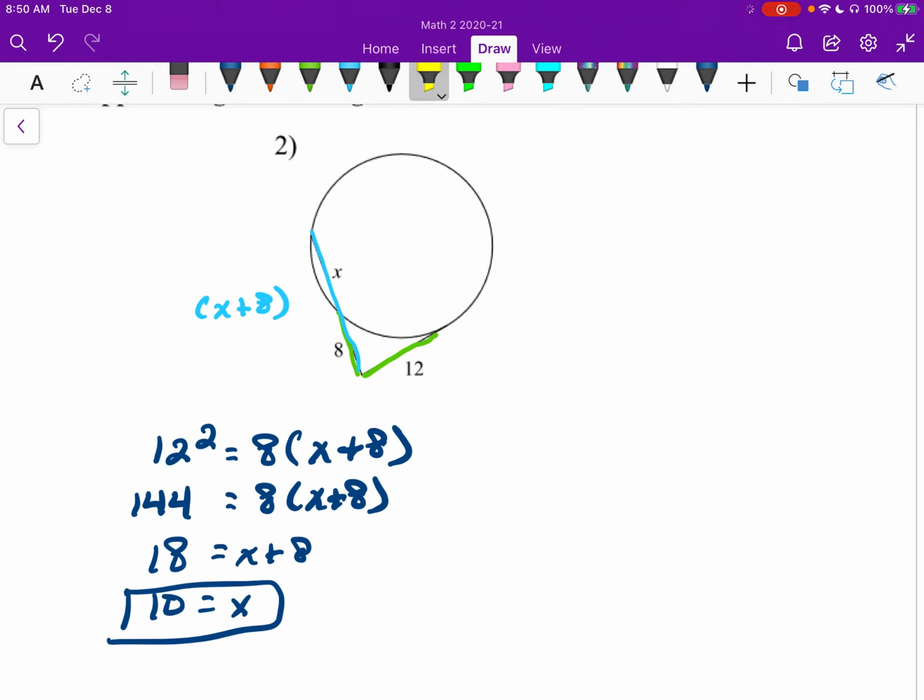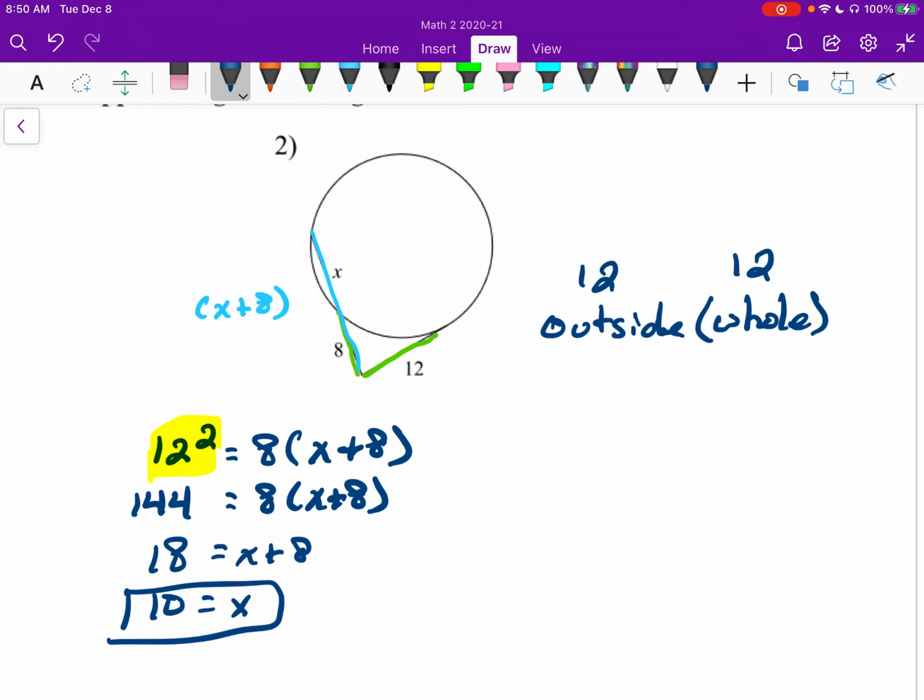Remember I said this 12 squared, you could remember that as the outside times the whole, because the outside is 12 and the whole is 12. For the other one, we'd say the outside is 8 and the whole is x plus 8. So remember that. That's a good way to remember it.